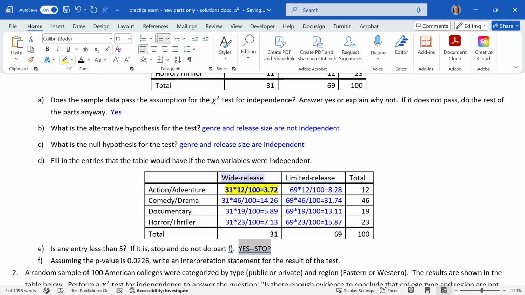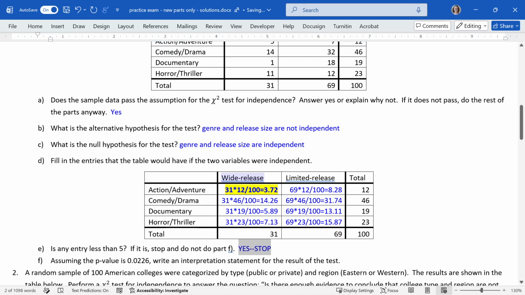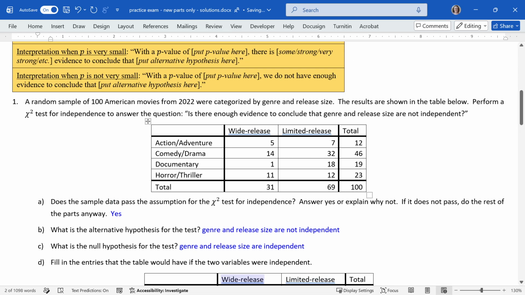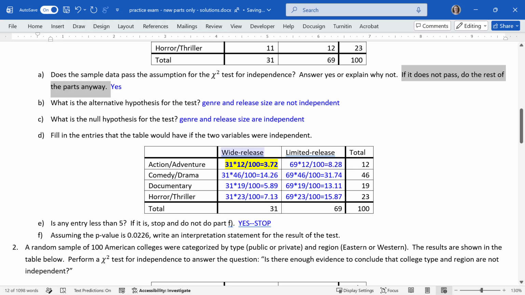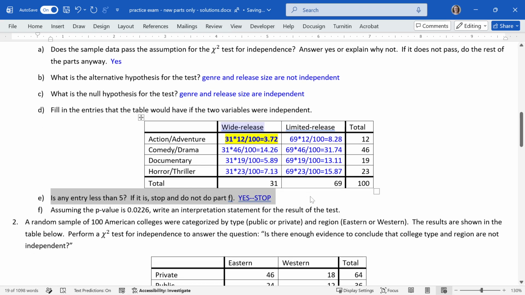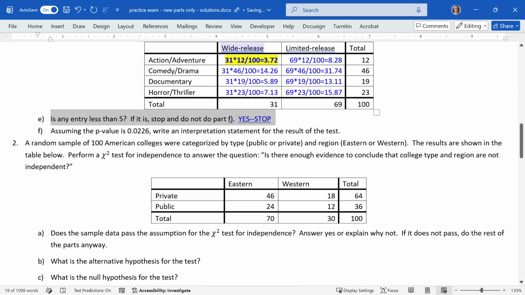All right, so that's it for this one. If it's on a testing situation, I usually tell you to just keep going, just in case you were wrong and you could get partial credit. But for this one, I said stop if it's less than 5, so we will stop. All right, next one.